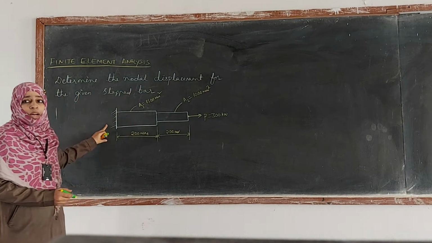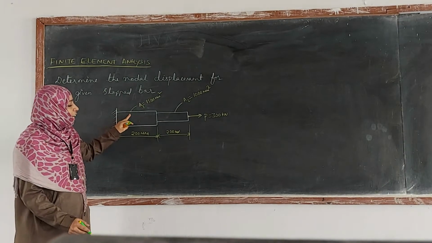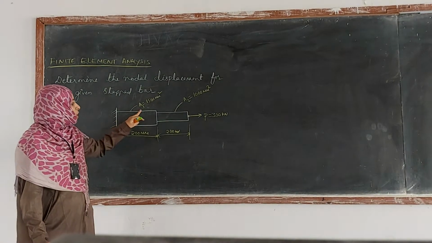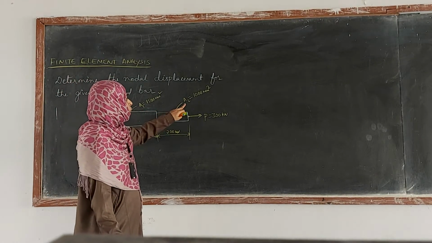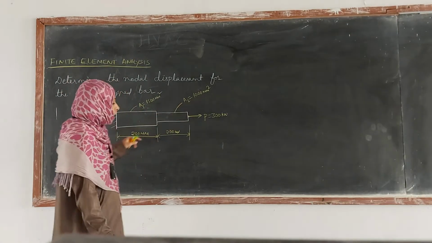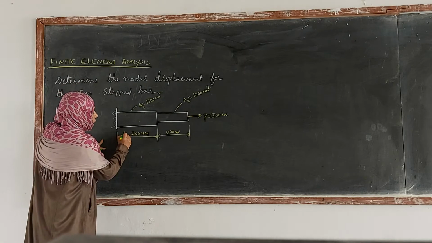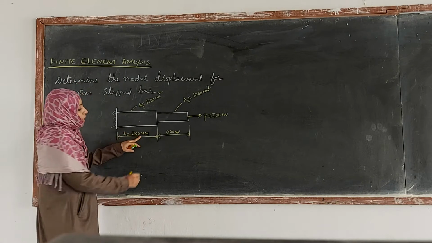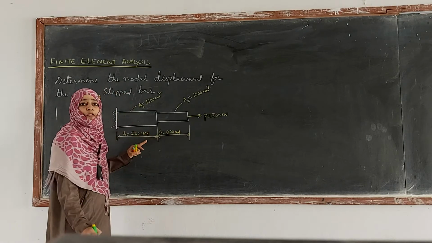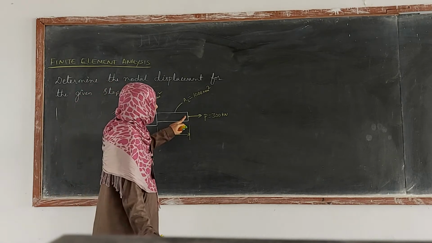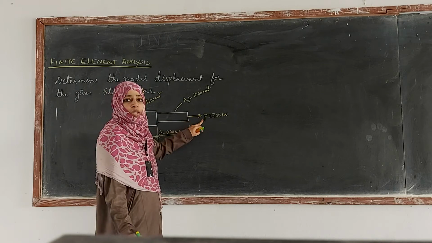So this is the step bar, where the area for the first step is A1 equal to 1500 mm square and the area for the second step A2 is 1000 mm square. The length L1 is equal to 200 mm and the length L2 is also 200 mm, and there is a force at this particular node, P equal to 300 kN.